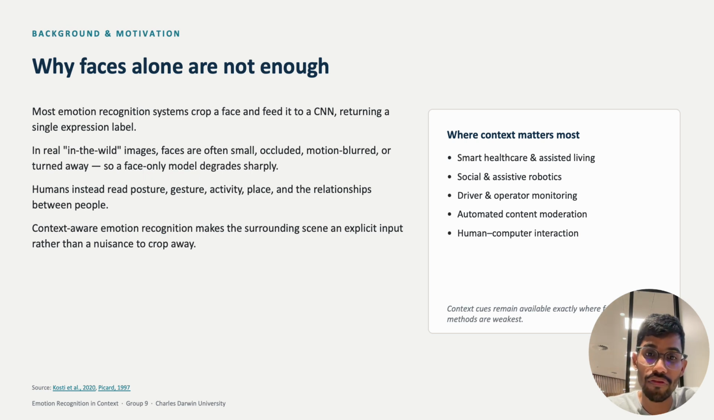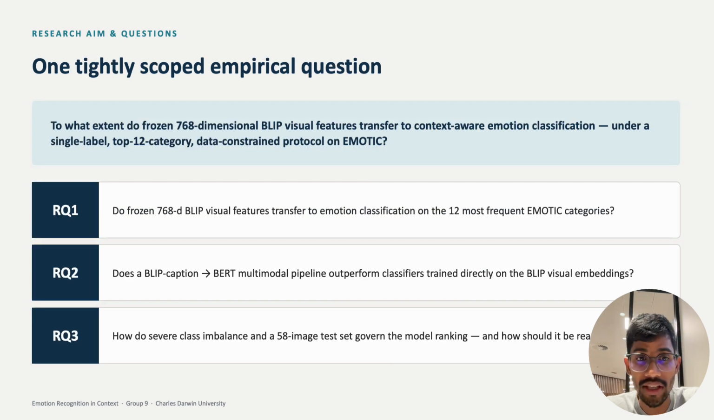Humans understand emotions by looking at posture, activity, body language, and the scene. For example, the same facial expression can mean different things depending on whether the person is in a celebration, in a hospital, or on an empty street. So our project focuses on context-aware emotion recognition, where the whole image is used, not only the face. Next, our main aim was to test whether the frozen BLIP visual features can transfer to emotion classification.